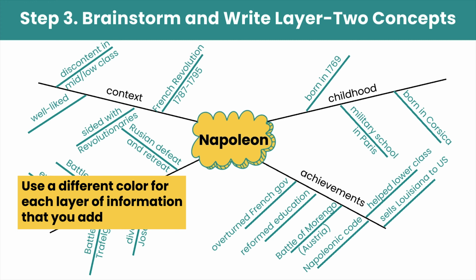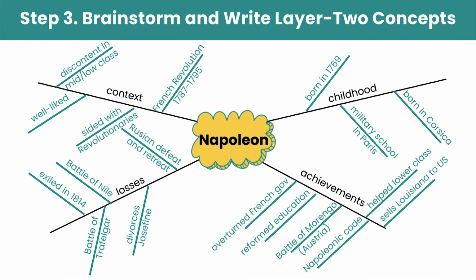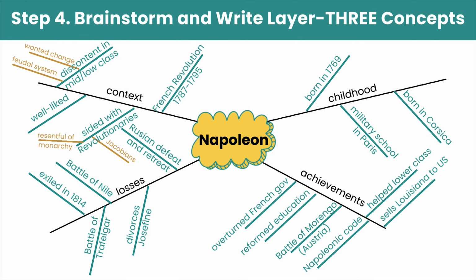And this is really important. If you were doing this on paper or on a whiteboard, if it's a whiteboard, grab a different color dry erase marker. If you are doing it on paper and you don't have another color pen, then do it in your regular old black pen, but then use a highlighter to highlight the terms or at least the branches on the layer 2 concepts, and then another color for the layer 3 concepts, which that is step 4. Brainstorm and write the layer 3 concepts.